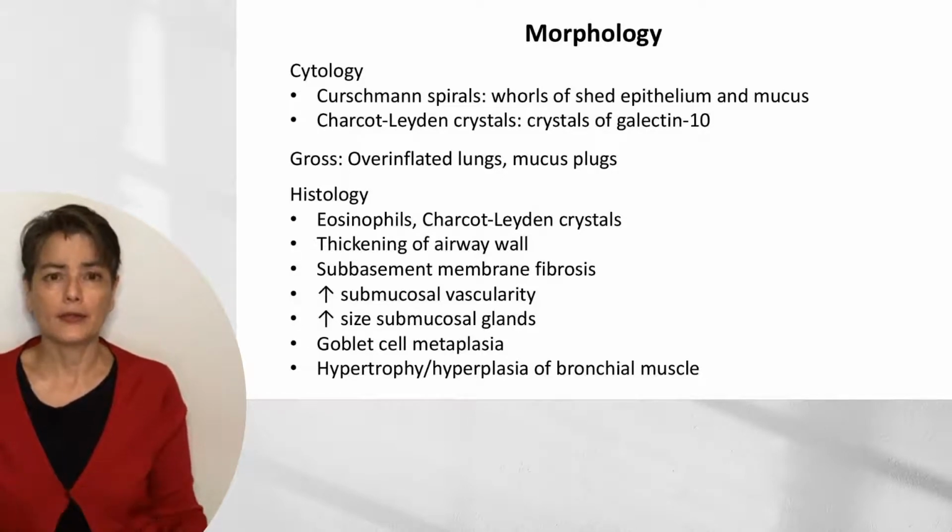like to highlight those. So in cytology, for example, bronchoalveolar lavage, you can see something called a Kirschmann spiral. So these are whorls of shed epithelium and mucus. We can also see these beautiful Charcot-Leyden crystals, which I'll show you in a moment.